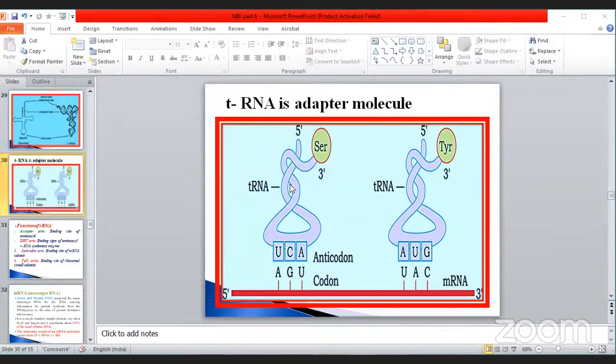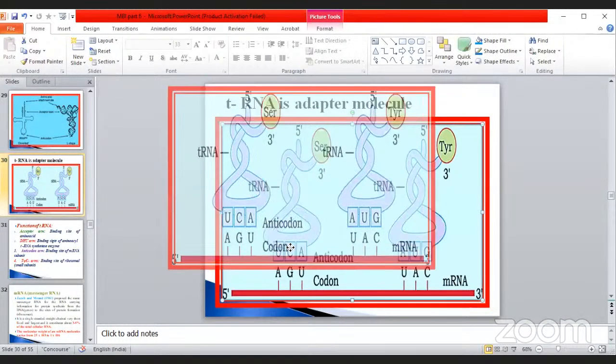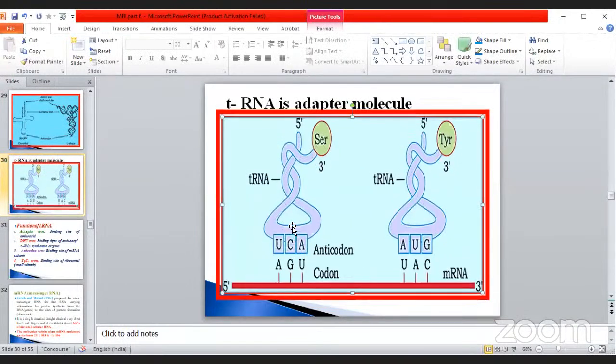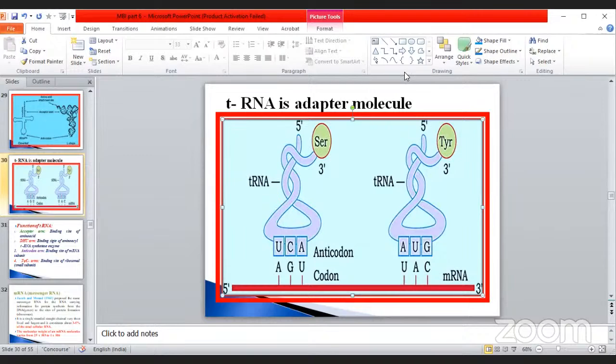See that one. This is the structure of the one called serine. See the 3' end and also the 5' end. This is the structure of the tRNA molecule. Here the anticodon is the corresponding codon. So you have to imagine the mRNA, and the exact anticodon was selected by the tRNA molecule. After the formation, it moves along the mRNA molecule. After that, the tRNA comes out and also collects other amino acids.